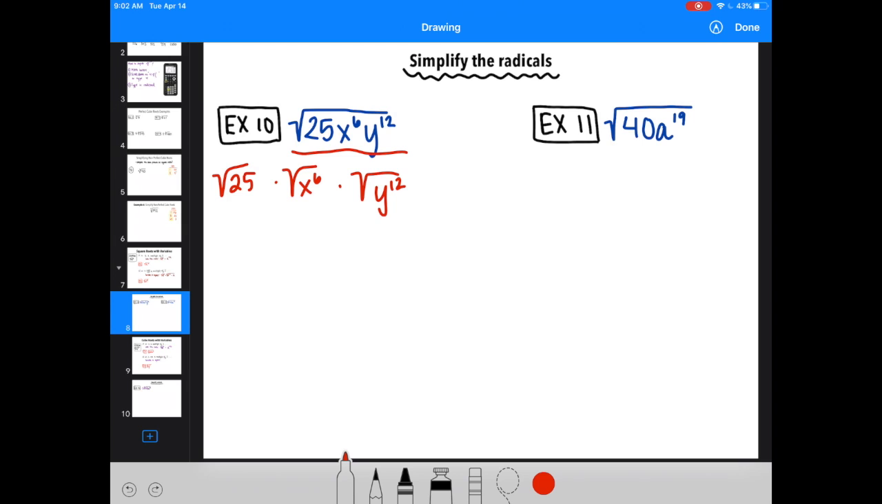All right, the square root of 25 is 5. The square root of x to the 6th, I'm going to divide that exponent value by 2. So 6 divided by 2 gives me 3. And I am going to divide my y value, or that 12, by 2 as well. So 12 divided by 2 gives me 6. And there is my final answer. So the square root of 25x to the 6th y to the 12th is 5x cubed y to the 6th power.